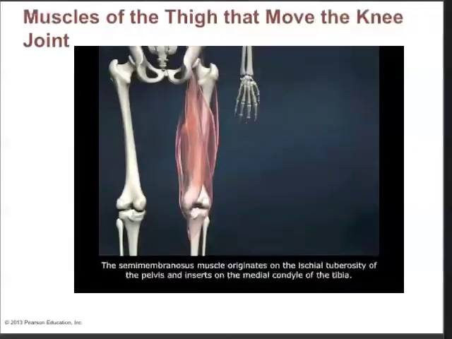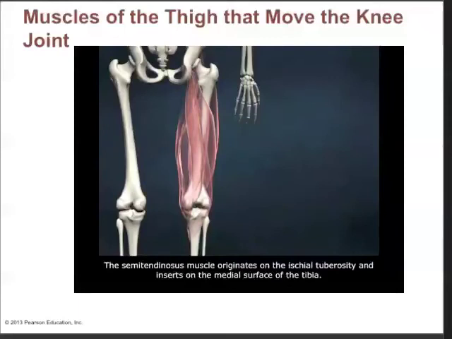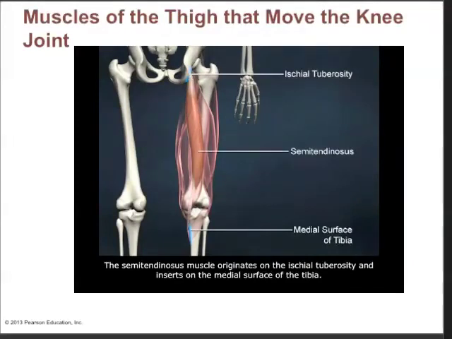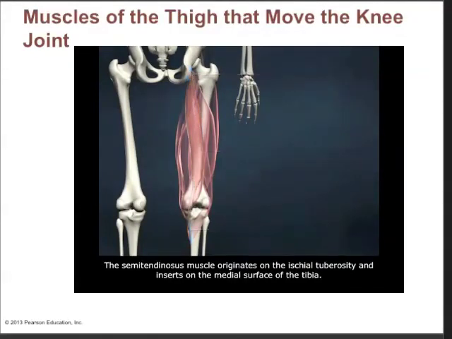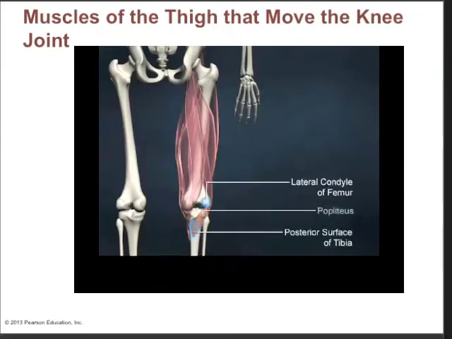The semimembranosus muscle originates on the ischial tuberosity of the pelvis and inserts on the medial condyle of the tibia. The semitendinosus muscle originates on the ischial tuberosity and inserts on the medial surface of the tibia. The popliteus muscle originates on the lateral condyle of the femur and inserts on the posterior surface of the tibia.